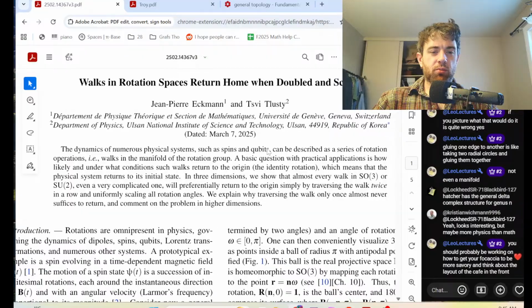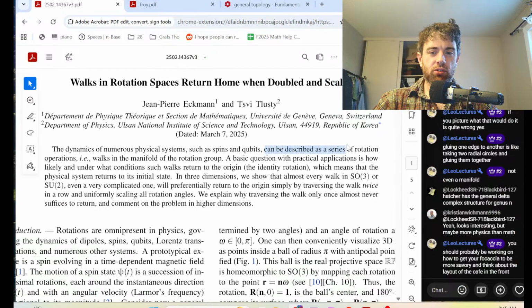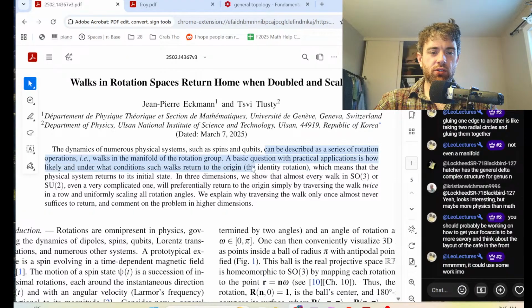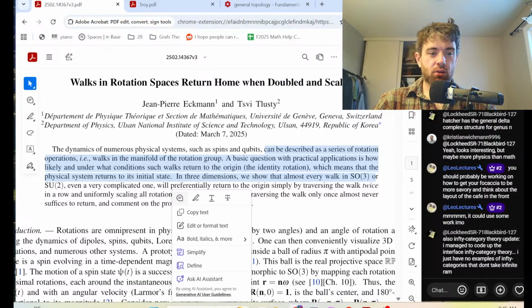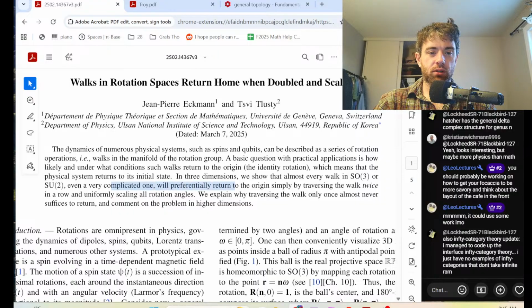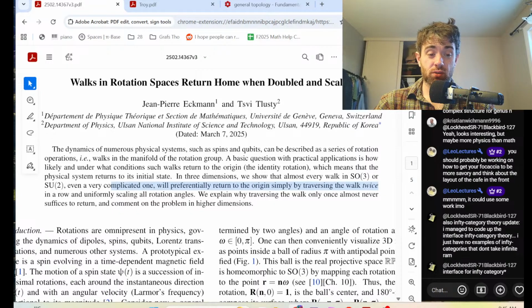Okay, the dynamics of numerous physical systems, such as spins and qubits, can be described as a series of rotation operations, i.e., walks in the manifold of the rotation group. A basic question with practical applications is how likely and under what conditions such walks return to the origin, which means that the physical system returns to its initial state. In 3 dimensions, we show that almost every walk in SO(3), even a very complicated one, will preferentially return to the origin simply by traversing the walk twice in a row and uniformly scaling all rotation angles.